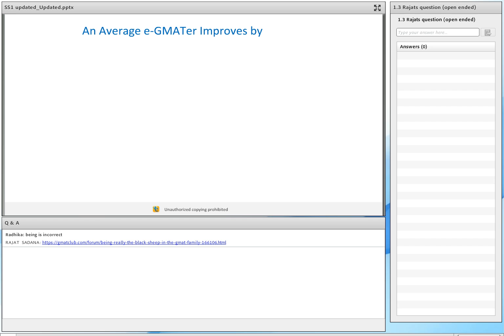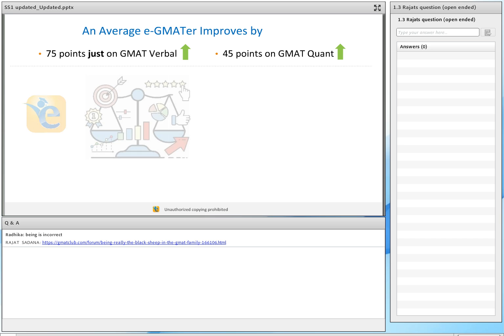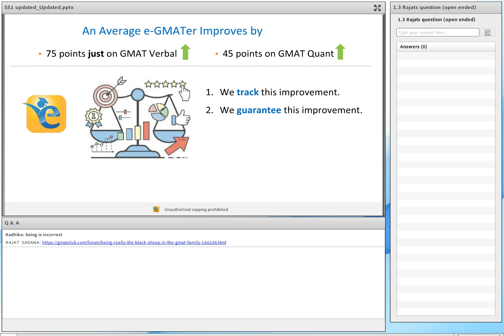And that's why we're able to tell you that an average EGMATer improves about 75 points on the scale of 800, or about 10 points on a scale of 60 on verbal, and about 6 to 7 points on a scale of 60 on quant. Now, the reason why it's fewer points in quant is because many people who join our courses don't have enough headroom to go beyond Q45. Those who join at Q39 or so have a lot more headroom and they do improve 10 points or more. And we track this, we guarantee this improvement, and we actually give you tools to measure this improvement even before you take the test.